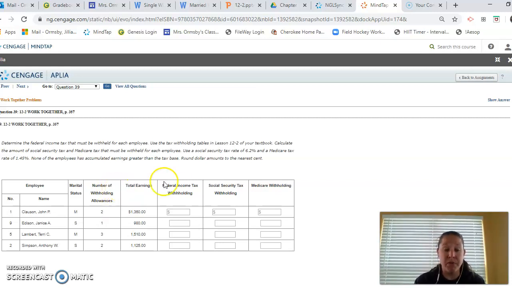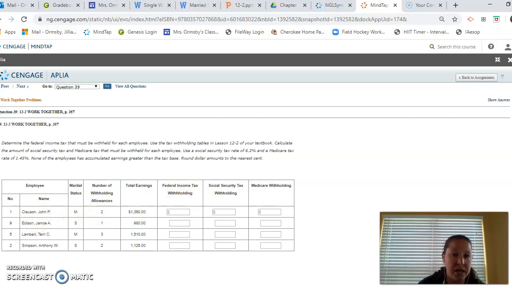preference is. So we have our employees here, and it says on our chart what their marital status is that they put on their W-4, and also the number of withholding allowances. In addition to that, we need that information plus their total earnings. These are the total earnings that we determined from the previous lesson. So what we're going to do is figure out our federal income tax withholding. So we're going to start with our first employee, John.